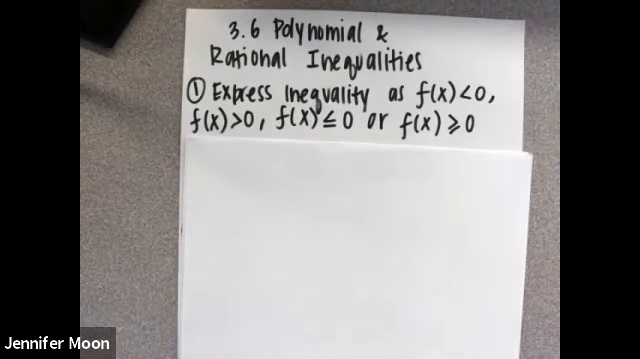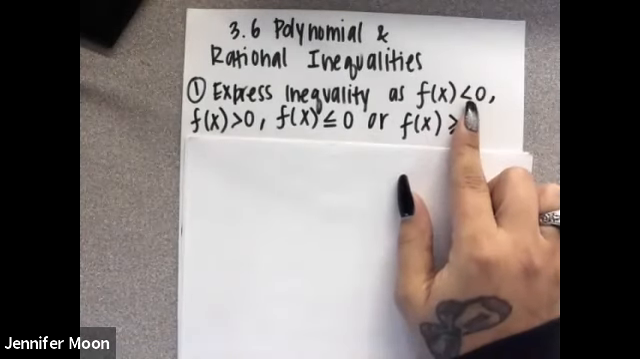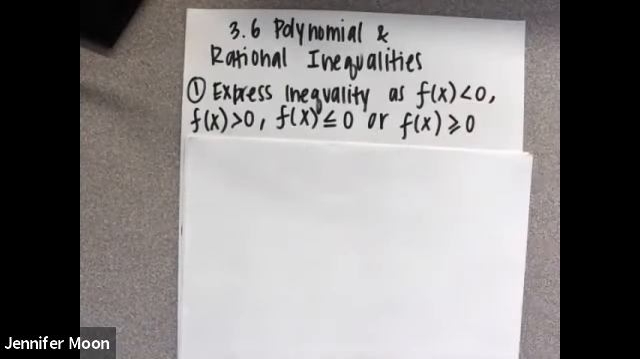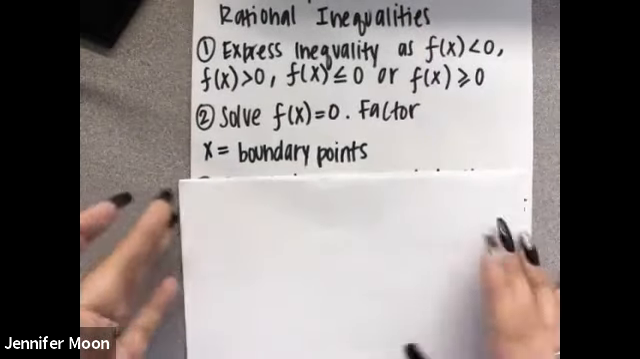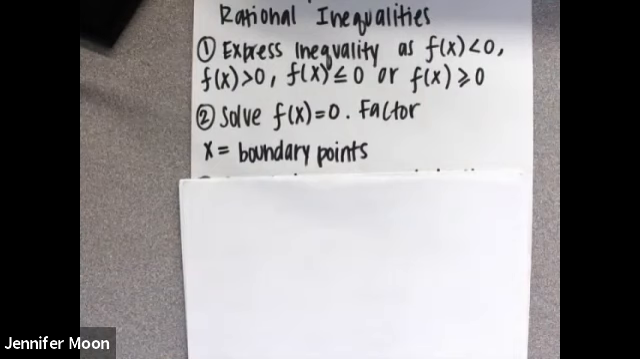So in some problems, that step's already done, right? You don't really have to move anything. So technically just write it as f of x, an inequality symbol, and then the number 0, okay? Our second step to solving these is actually to solve our function with it set equal to 0. So whatever we have, set it equal to 0.